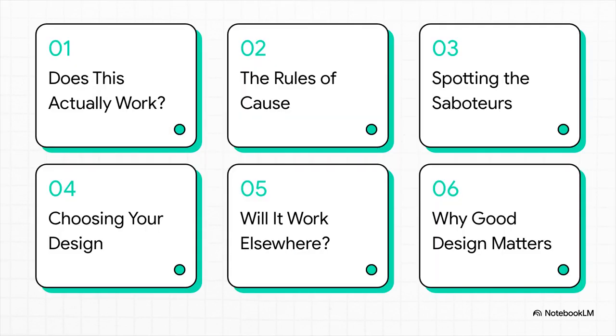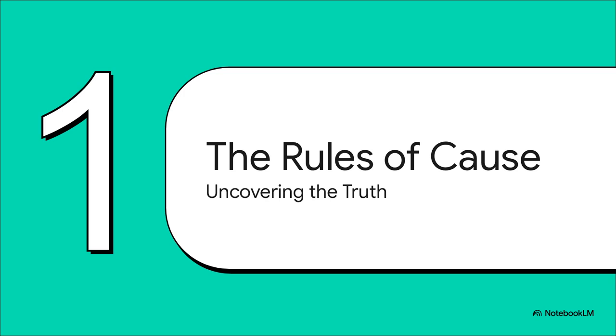So here's how we're going to break it all down. First, we'll cover the basic rules of cause and effect. Then, we'll learn to spot the saboteurs that can mess up our results. After that, we'll look at the different research designs you can choose, talk about whether something that works in a study will work in the real world, and finally wrap up with why all of this matters so much. Let's do it.